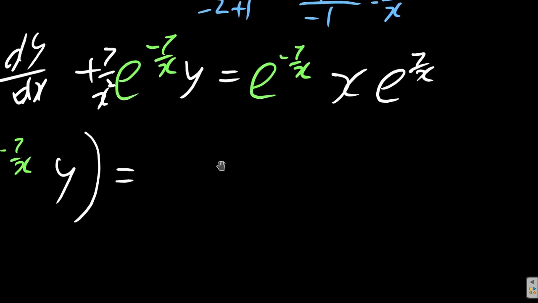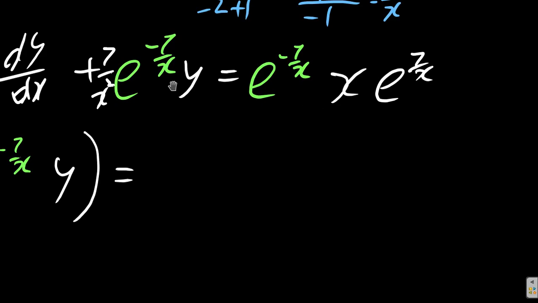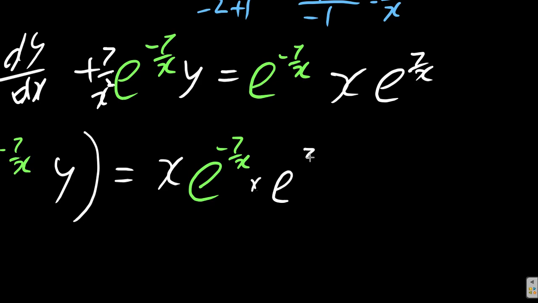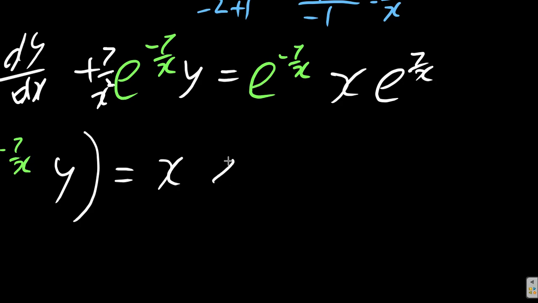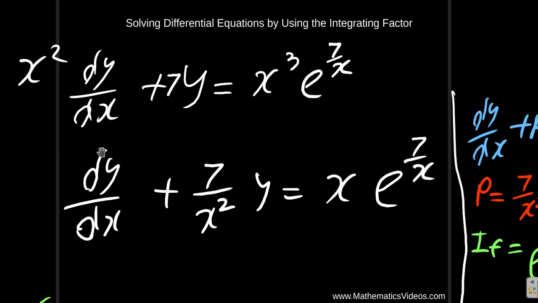Now that is equal to, let's see if we can simplify this part. Oh, x times e to the negative 7 over x times e to the 7 over x. If we add the indices, negative 7 over x plus 7 over x, well, this would be 0. So this would amount to e to the 0, which is 1. So all you're left with over here is x. Alright.